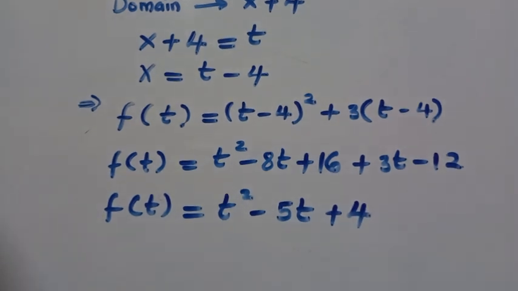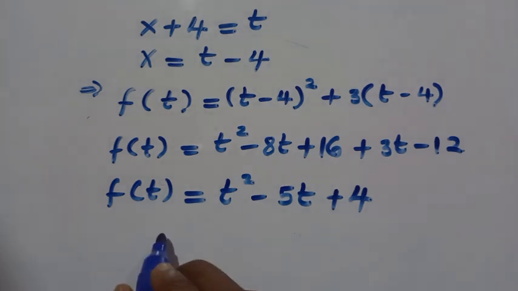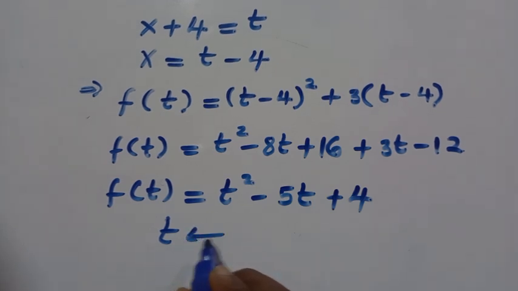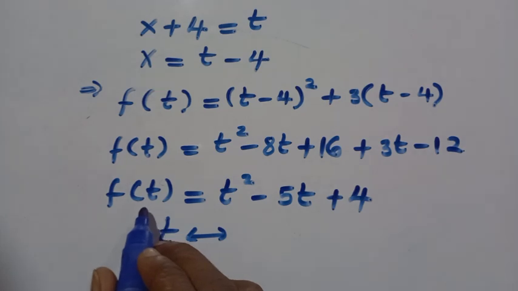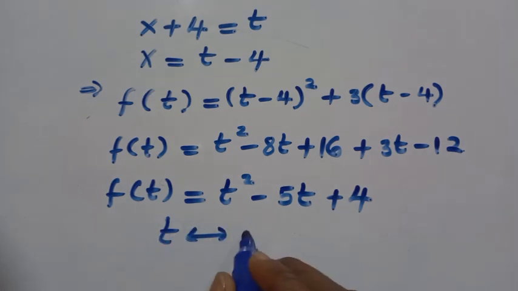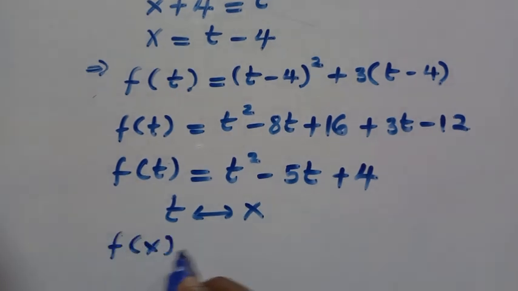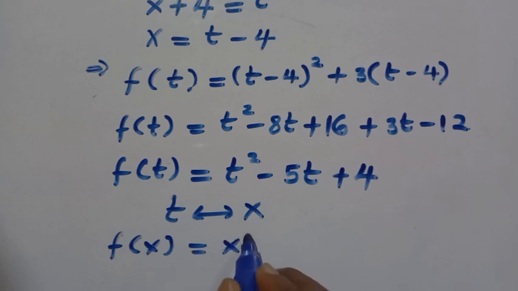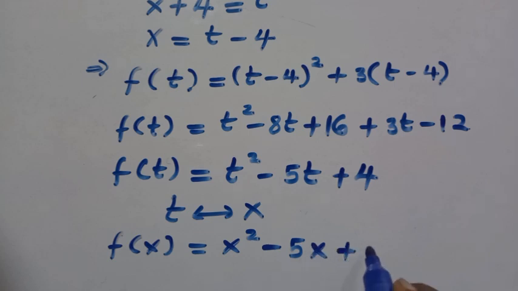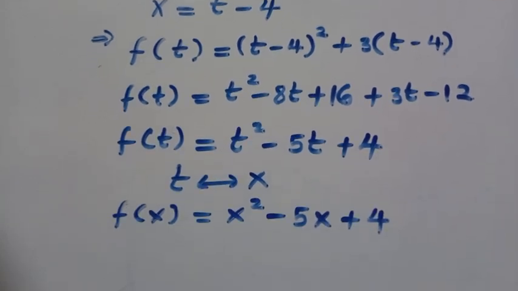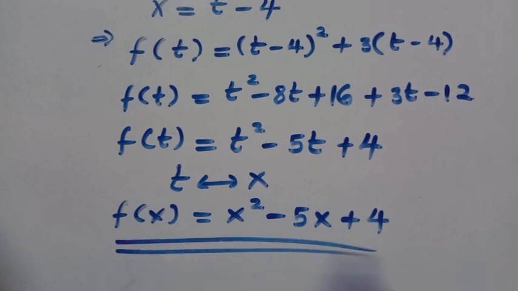So we have this as a quadratic equation. What I want us to know here is that t and x are the same. Since we have to find f of x, and this is in terms of t, by replacing it we have t and x which are the same. Then we are going to write f of x equals x squared minus 5x plus 4. And this is the answer to this problem.